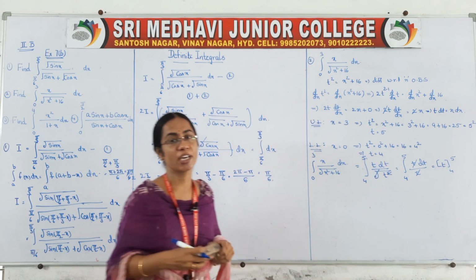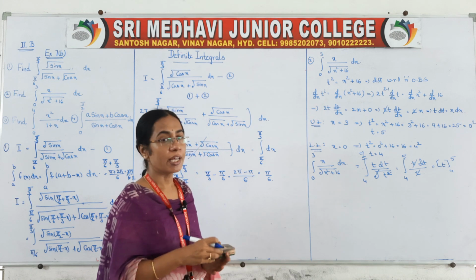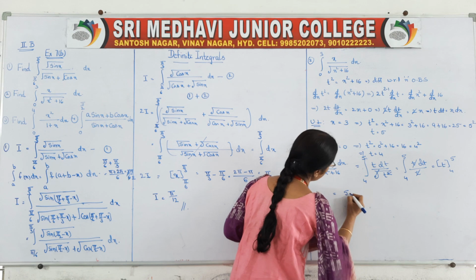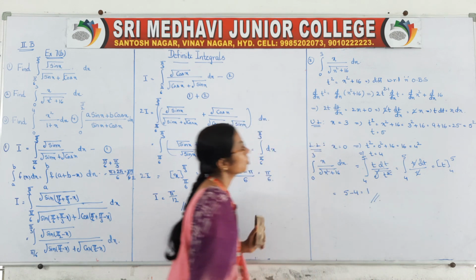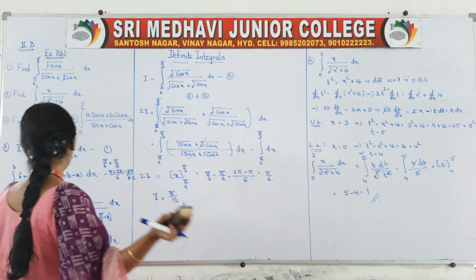On the right side we have to write the limits. After taking the formula, on the right side we have to write the limits. Now in t place, first upper limit minus lower limit, that is 1. So that is your answer. Okay. So this is your second question.